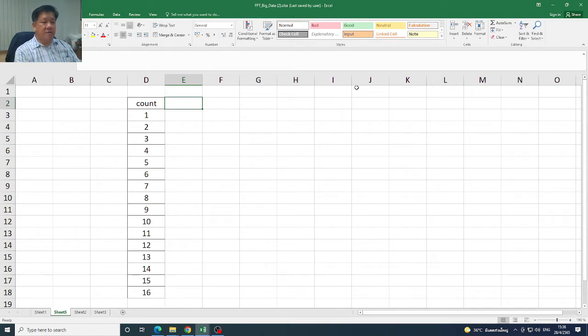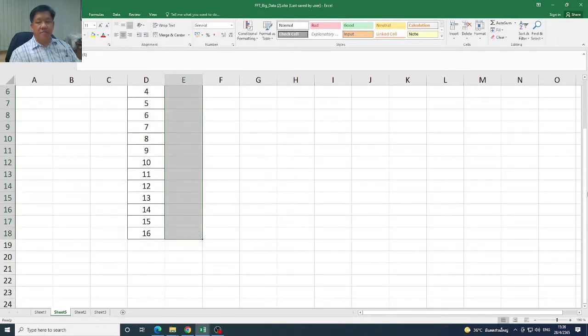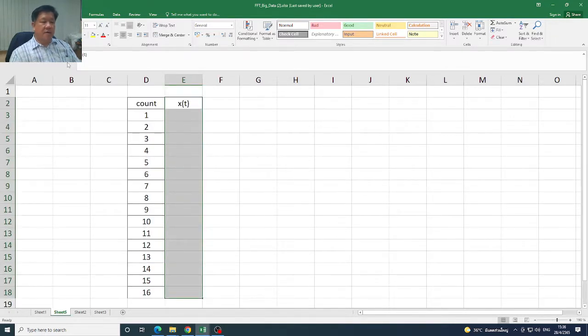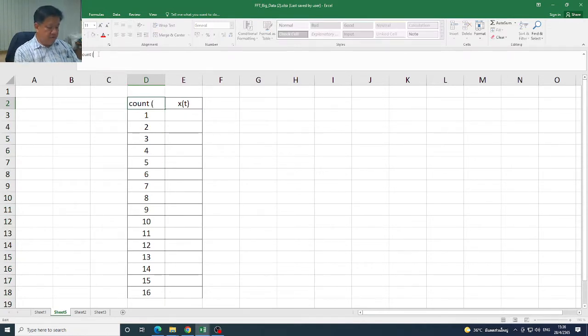For example, this is your x sub t, x as a function of t, in terms of the time domain. This is a count of t also, step by step, the first data, second data. Actually, you need to multiply by the resolution delta, if you go back to the notation of the Fourier transform.